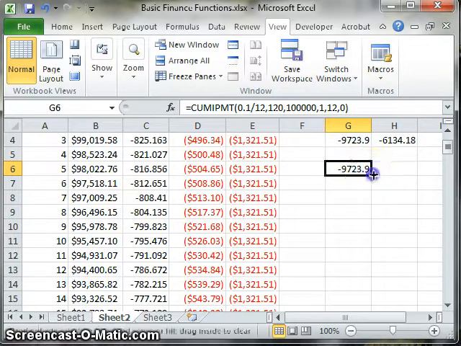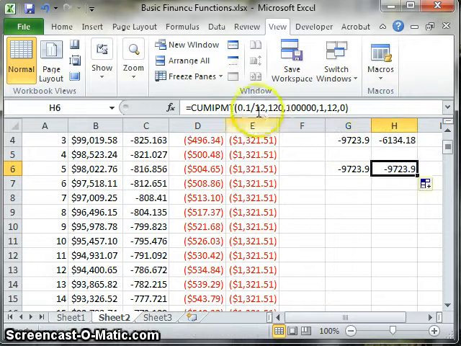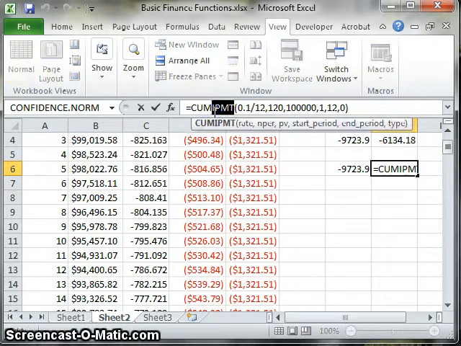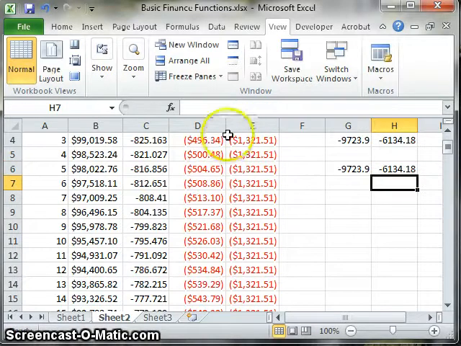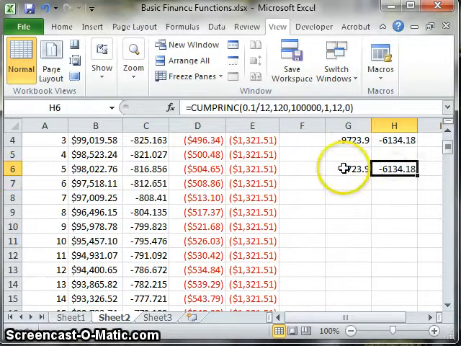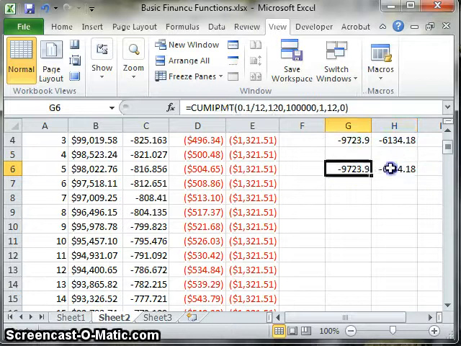And I can do the exact same thing, but I'm going to change this. Instead of cumulative interest payment, I'm going to change it to PRINC, which is my principal payment. And you'll see there just these easy formulas, or these functions in Excel. And again, these could be found in a quick Google search. If you Google searched for it, you would find these functions as well.